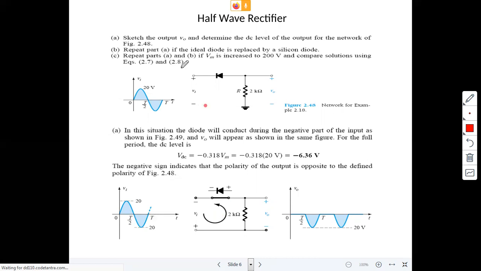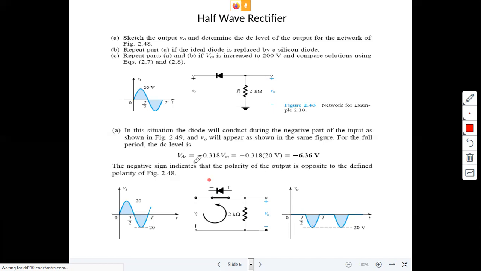Here is a small exercise problem. Sketch V0 and determine the DC level of the output for the network shown in figure 2.48. So this is the circuit, and this is the response. Sinusoidal input, this is the circuit. For the negative cycle, it will conduct, so output follows the input. For the positive cycle, it does not conduct, output is equal to 0. Remember this one. For the positive cycle, the diode acts as an open circuit, output is equal to 0. For the negative cycle, it acts as a short circuit, output follows the input.